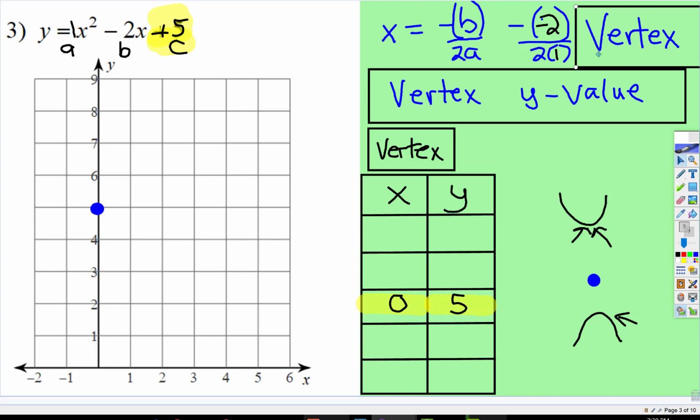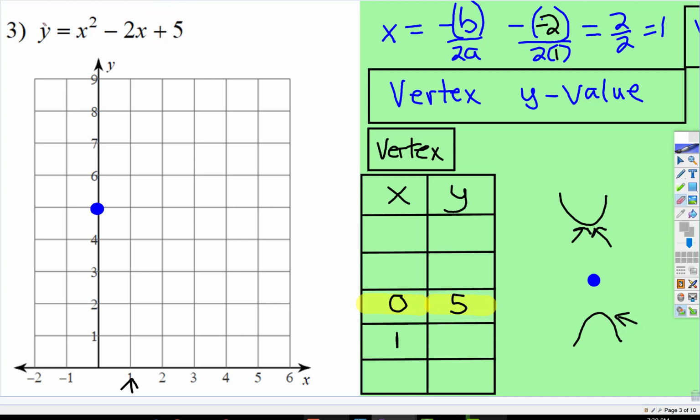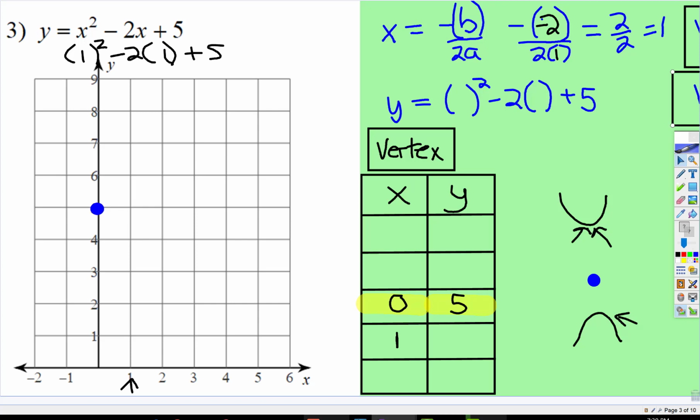The opposite of -2 is +2, so we have +2 over 2, which is 1. So that's the x value of the vertex, +1. So we're going to be looking right here at +1. When we know what the x value is, we can take that x value and plug it into the function. Just plug 1 into the function.